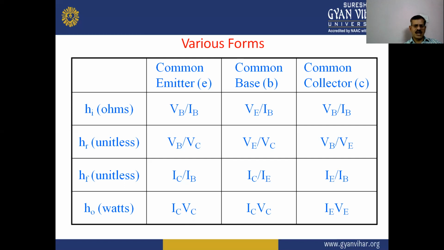Next parameter is ho, in siemens. So ho equal to Ic upon Vc in common emitter, and for common base this will be equal to Ic upon Vc, and for the common collector this will be ho equal to Ie upon Ve. So these are the different parameters and have different values in different configurations.